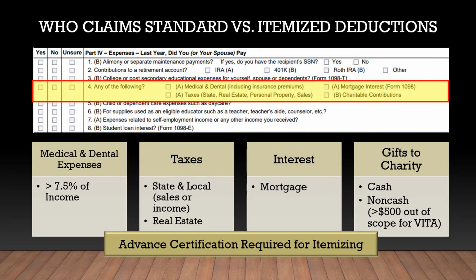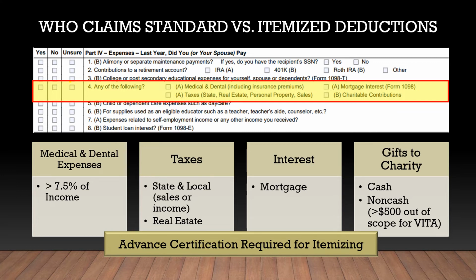Taxpayers may be able to deduct state and local taxes like sales tax or income tax, but they must choose sales tax or income tax, not both. Real estate taxes may also be deductible. It is important to note that our region of Washington State does not have the type of personal property tax that can be deducted.